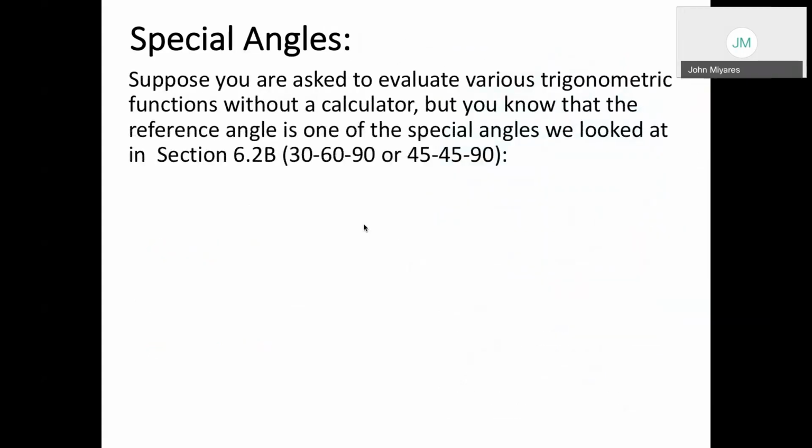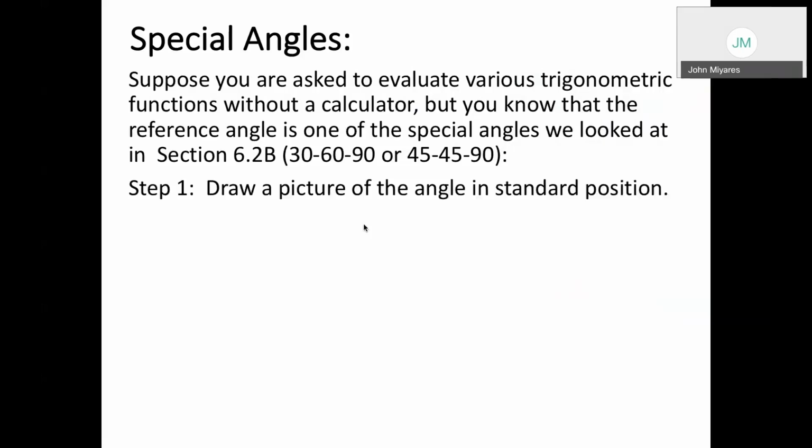Now we're going to combine the ideas that were presented in section 6.2b on special triangles with our ideas on reference triangles that we've just covered here in section 6.3. Suppose you are asked to evaluate various trigonometric ratios or trigonometric functions without a calculator, but you know that the reference triangle is going to be one of the special triangles we looked at in section 6.2b, either a 30-60-90 triangle or a 45-45-90 triangle.